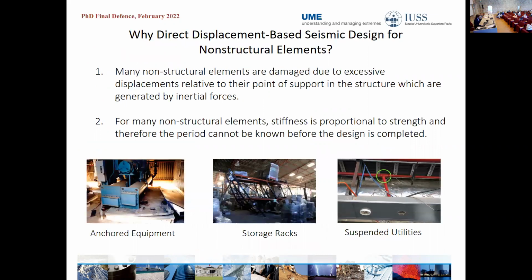So why displacement-based design for non-structural elements? Well, first, because many non-structural elements are damaged due to excessive displacements relative to the point of support in the structure, which are generated by inertial forces. And second, for many non-structural elements, stiffness is proportional to strength, and therefore it's difficult to know the period before the design is completed.